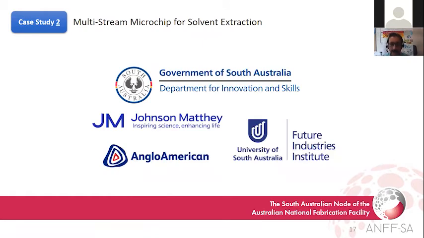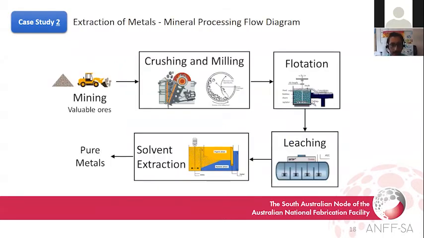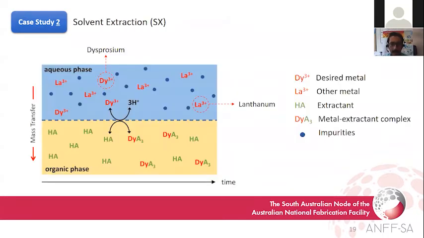So the second case study is pretty much in the same area of mineral processing. It's about solvent extraction in mineral processing, which was done by a grant we received from the federal government. And we had the fortune to have Anglo-American and Johnson Matthey on board with us as industrial partners. You're already familiar with the mineral processing plant, but for this project, we focused on solvent extraction for metals. So now the question is, what is solvent extraction?